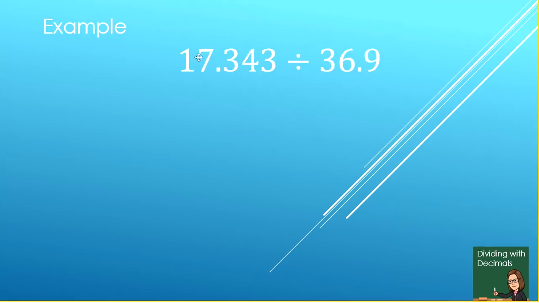So now we have 17.43, sorry, I'm having a hard time reading that, divided by 36.9. So remember, the second number, this one over here, is the one that cannot be a decimal. So we need to look. The decimal is right here, and we have to move it over here. So when we look, we're only moving it one place. So if we move this one place, then we have to do the same thing over here.